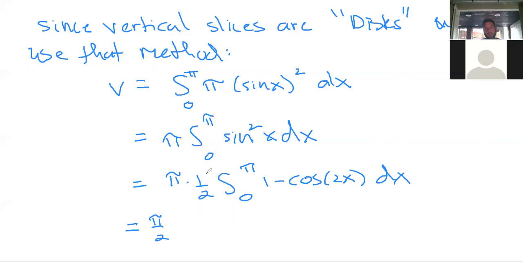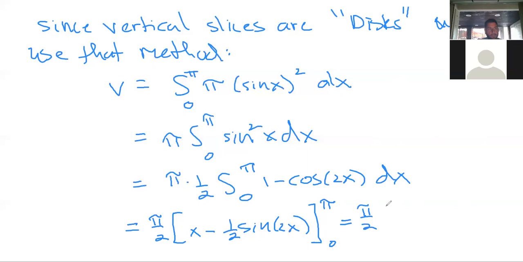And so we have a pi over 2 out front. When you integrate 1, you get x. When you integrate the cosine, you get 1/2 the sine of 2x. And this is evaluated between 0 and pi. And so when you plug in the bounds, when you plug in pi, you get pi minus 0. And then when you plug in 0, you get 0 minus 0. So your final answer is 1/2 pi squared. That is the volume.